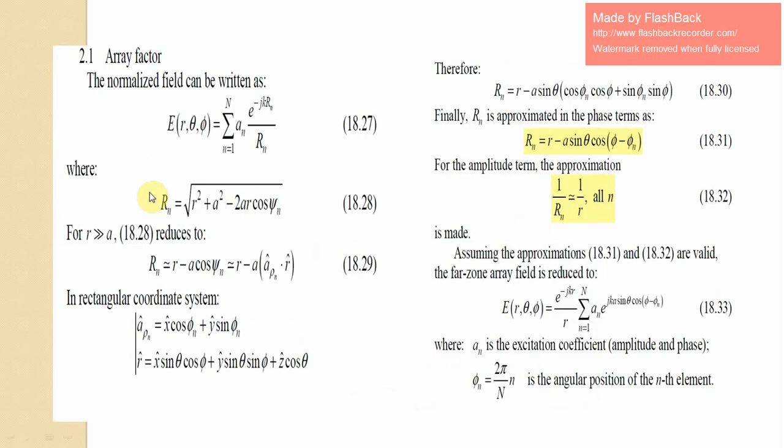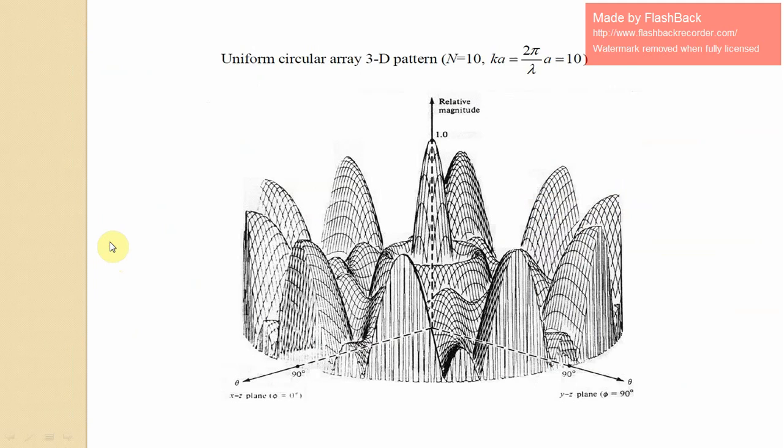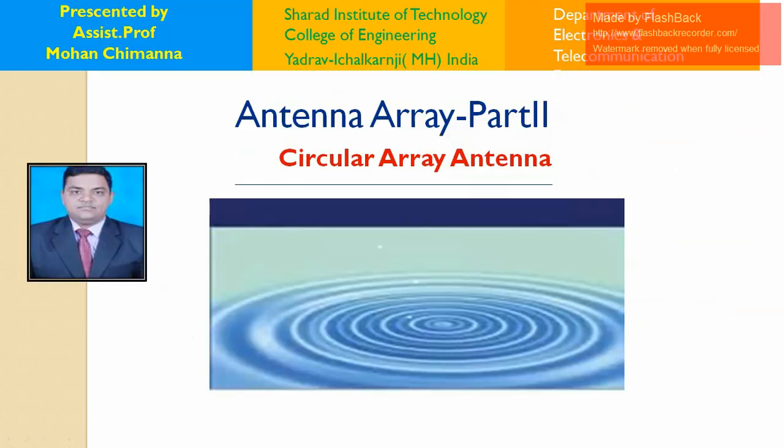Hence the normalized field can be written as E of r, theta and phi, equal to the summation from n equals 1 to N of a n into e raised to minus j k r n upon r n, where r n is the distance, given by the square root of r square plus a square minus 2 a r cos psi n. In this case, r is very much greater than a, so this equation is reduced.